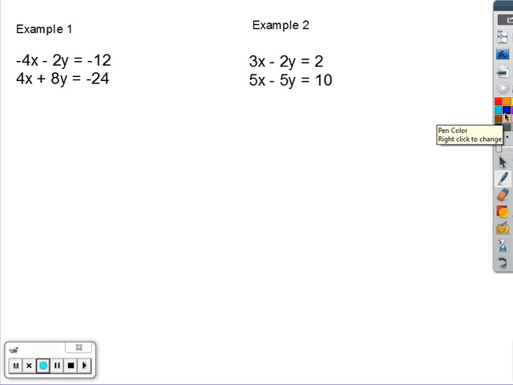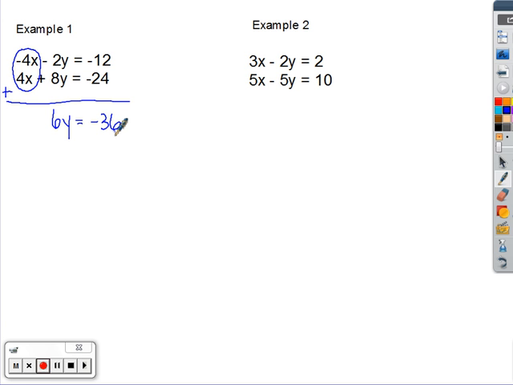All right, so example 1 is set up perfectly for us because we already have opposites, positive 4 and negative 4. So we don't have to do any work to set this equation up. What we're going to do is add these two equations together, because when we add a positive 4 and a negative 4, we make a 0. So there's no more x's in the problem. And then negative 2y and positive 8y makes 6y. Negative 12 plus negative 24 makes negative 36.